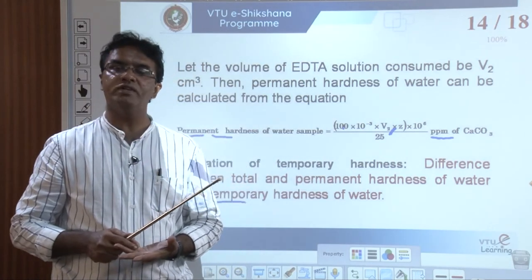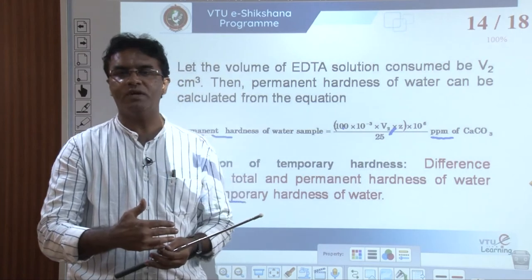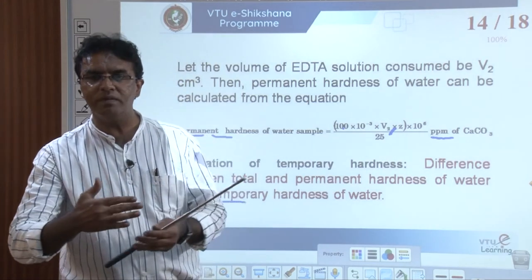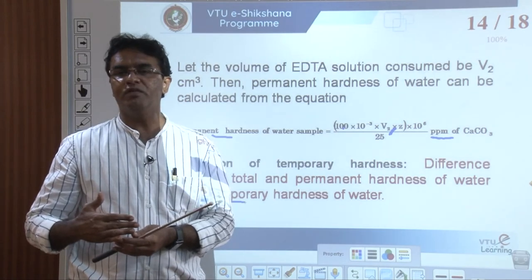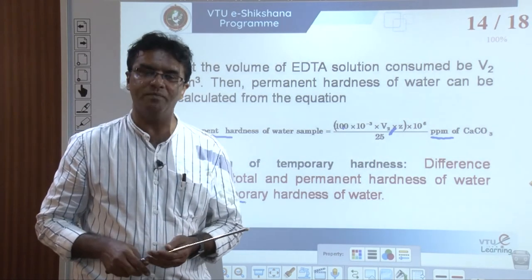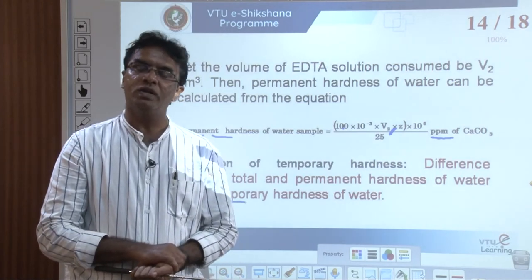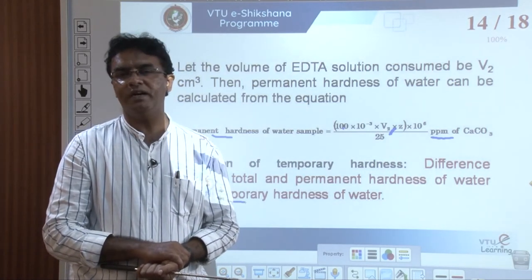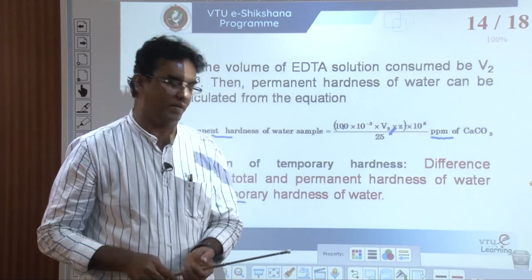Permanent hardness value for any water sample generally will be less than total hardness value of the same water sample. Total hardness value minus permanent hardness value will give you temporary hardness value of the same water sample. In this way, by conducting this experiment, we can find out total hardness, permanent hardness and temporary hardness of any given water sample.